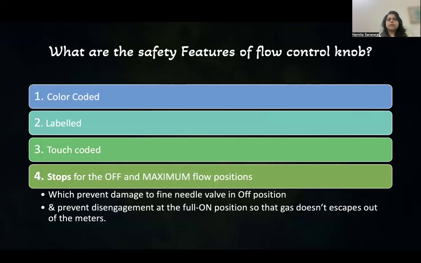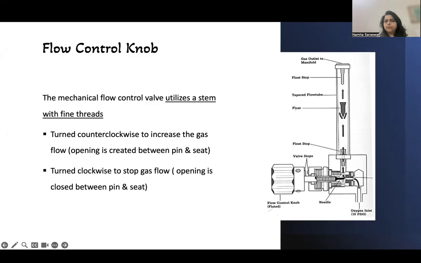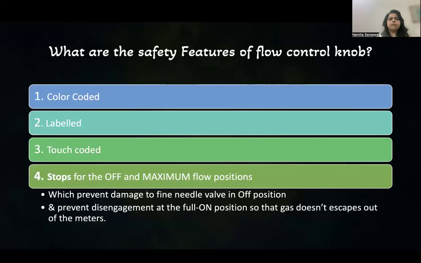Now, what are the safety features of the flow control knob? The flow control knob is color coded, labeled, and touch coded, and there are also stops for the off and maximum flow positions. You can see here, these are the wall stops. They are present at the maximum on and maximum off positions. Okay. So these are color coded, labeled, and the chemical name will be written.